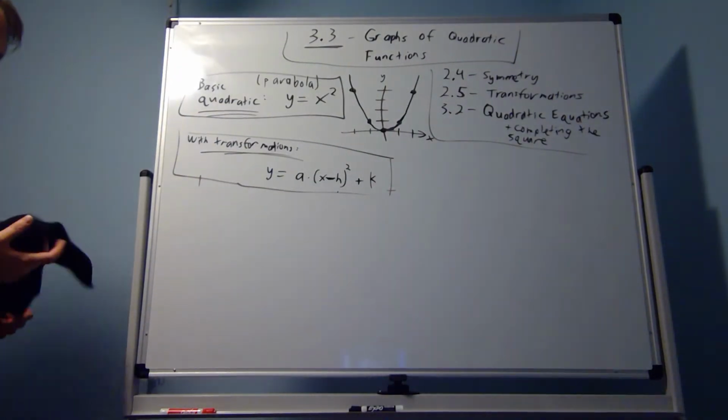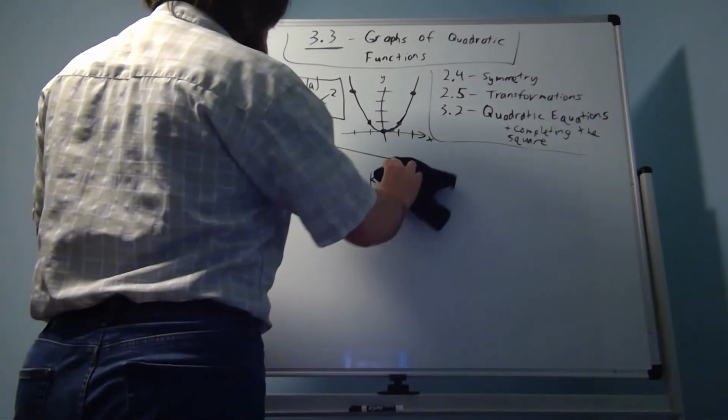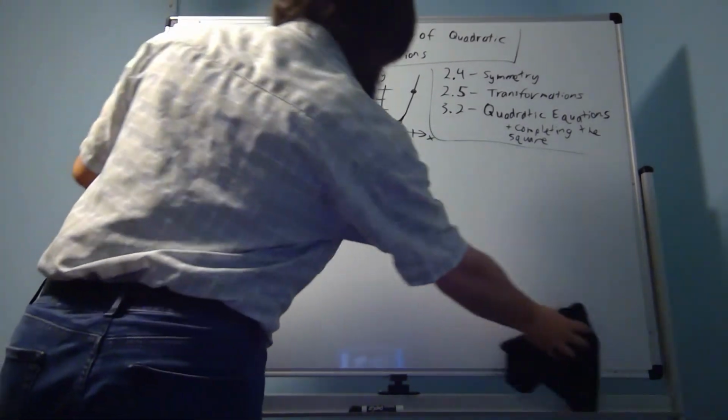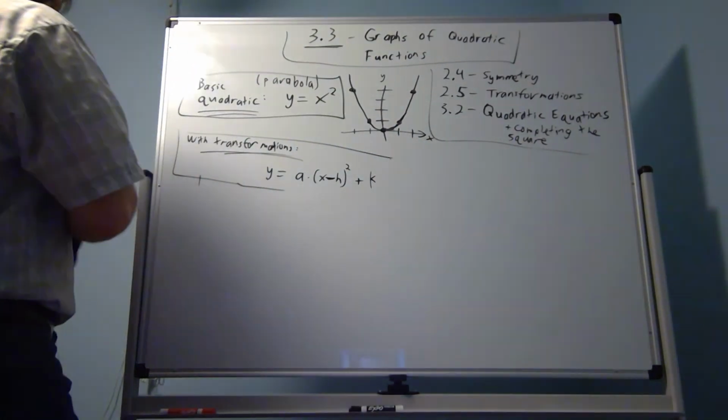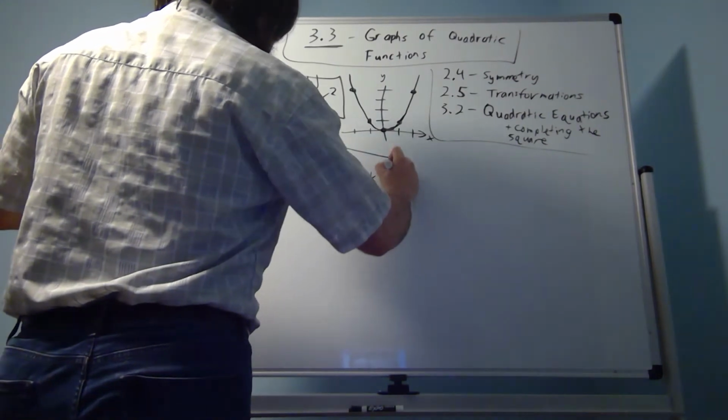So maybe let's do some of the simpler problems. If it's already in this form, then everything's really, really nice. If it's in this form, a lot of things that you really want to know are already given to you.